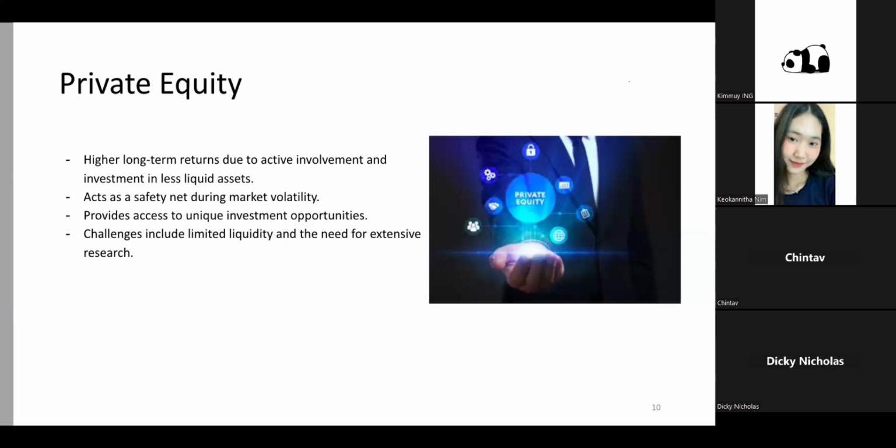But there are also things we need to think about. Private equity isn't easy to get rid of quickly. Once we invest, our money might be stuck for a while, and it takes a lot of research and know-how to pick the right company to invest in. So adding a little private equity to my portfolio could be a good move. It might make us more money and help us to stay safe when the market gets bumpy. But we need to be careful and do more research before jumping into it.